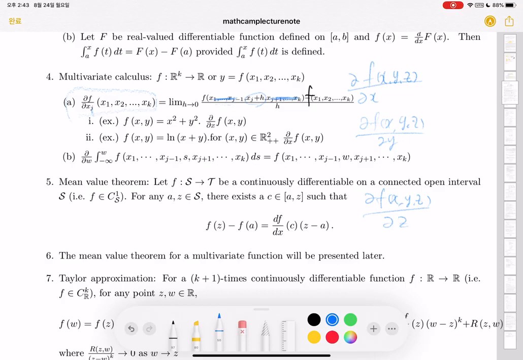Okay, so in this case, if you do this partial derivative, you are going to first compute f of x plus h, y, z and subtract f of x, y, z, divide this whole thing by h, and bring the h toward 0. That's going to give you the partial derivative of f with respect to x.